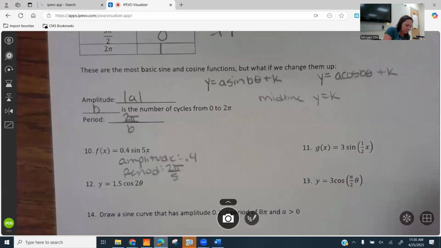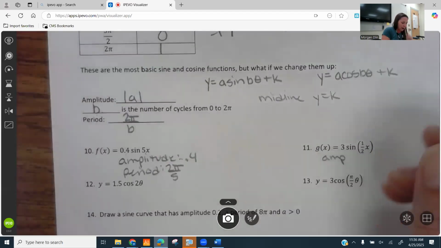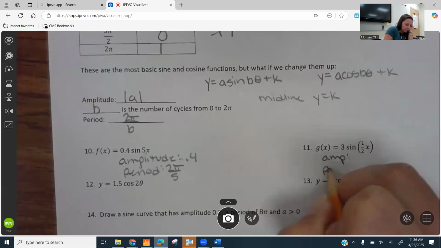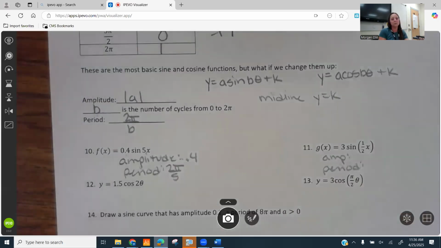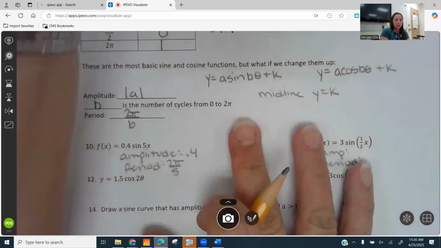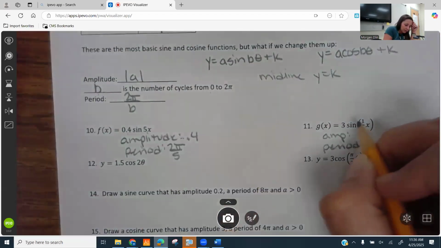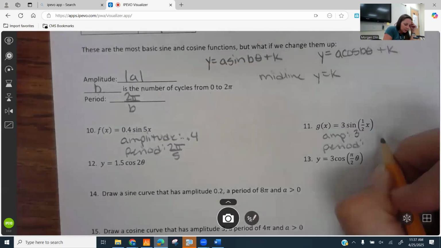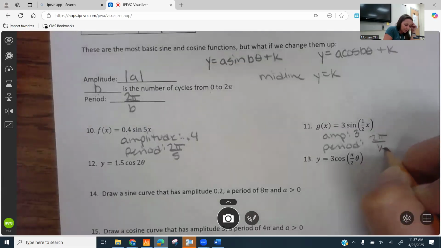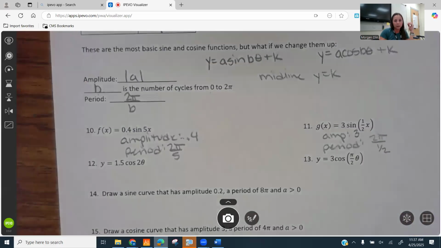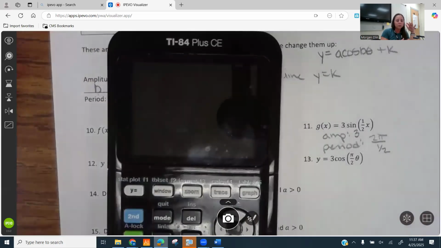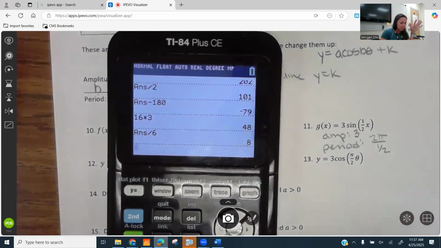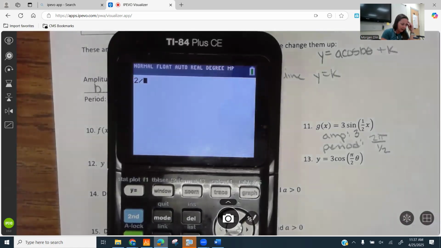Can we pick out the amplitude and the period here? You can pause the video and do it yourself. Here, the amplitude is 3 because it's the number out in front. If that number is negative, just take the positive of it. And then here, the period is going to be 2 pi divided by a half. If you're wondering how to do that by hand, just take the number, don't take pi, just take 2 and divide it by, put 1/2 in parentheses, otherwise you get the wrong number.